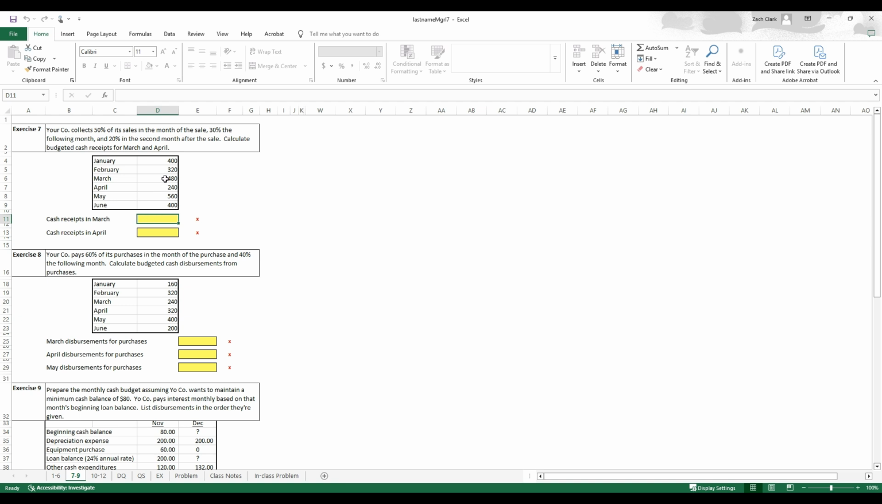And so if we look at March, we need to factor all that in, right? So let's do a formula to capture that information. Again, we're in March, and so we're going to need to go back to January, because we're going to collect 50% of these sales in January, 30% in February, and 20% in March. So let's do that 20% in March piece there, because that's what we're analyzing. March. So again, it was $400 in January, and then we're going to be collecting 20% of that in March.